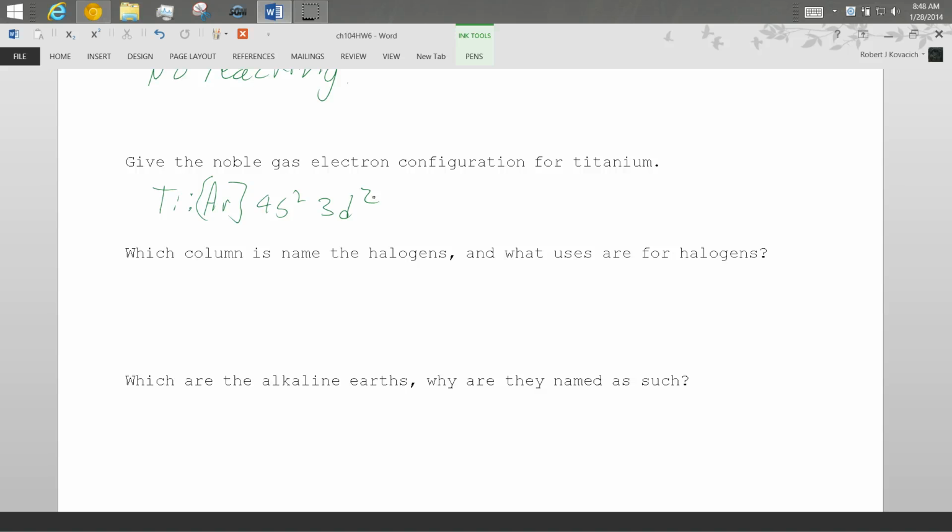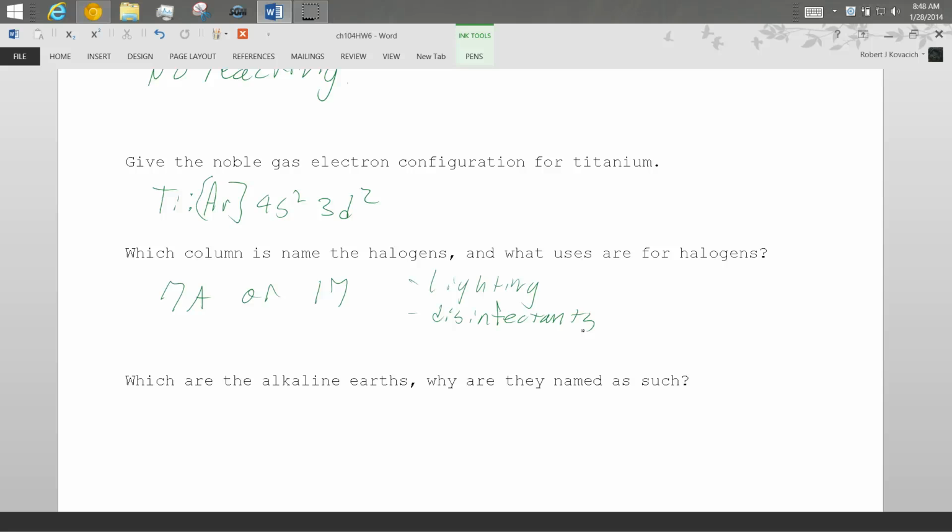Which column is the halogen column? It's either 7A or 17, depending on which column notation you're using. And uses for those guys? Okay, you could use it for lighting. What else? Disinfectants? Okay. That's probably the 2 major uses for those guys.